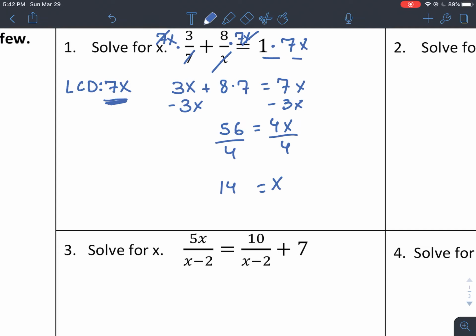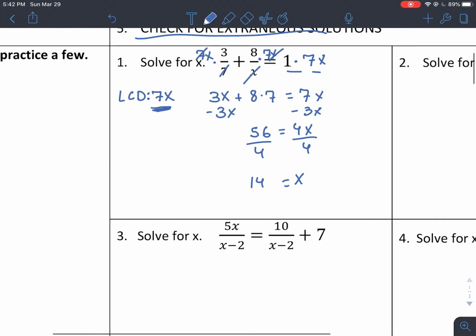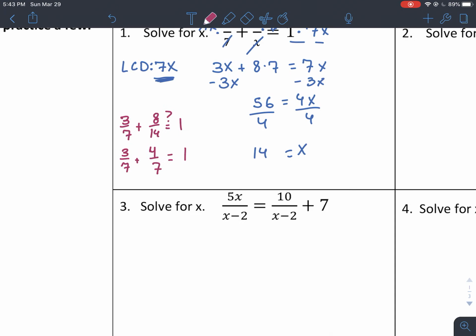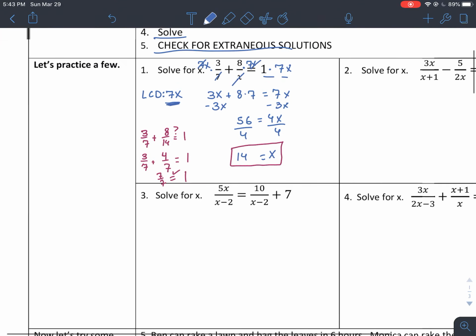And then we need to always check our solution. So if we come back through here, just a real fast check, we would go 3 over 7 plus 8 over 14. Is that equal to 1? That's the question. So 3/7 is simplified. 8 over 14 would be 4 over 7. So 3/7 plus 4/7 is 7/7, so it looks like it works. So then 14 would be our answer for x, okay? And so that's how basically all of these are going to go, just like that.